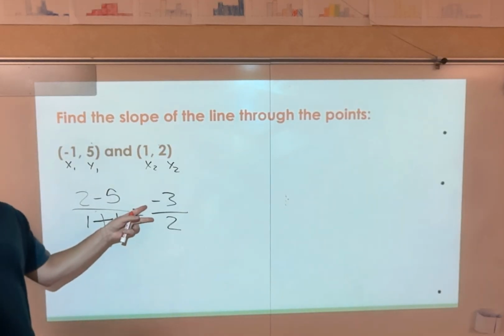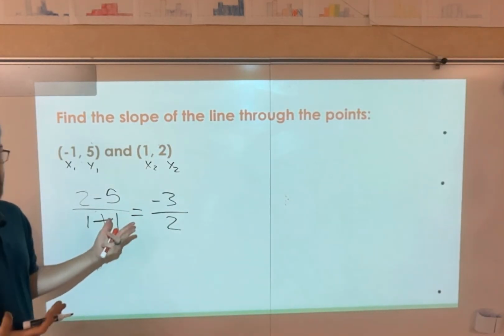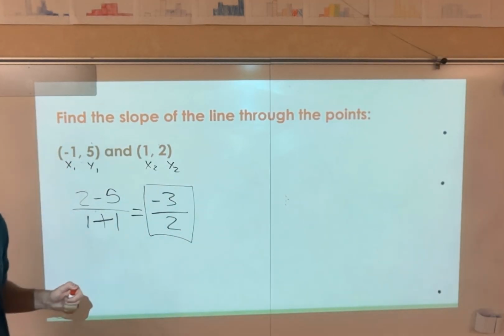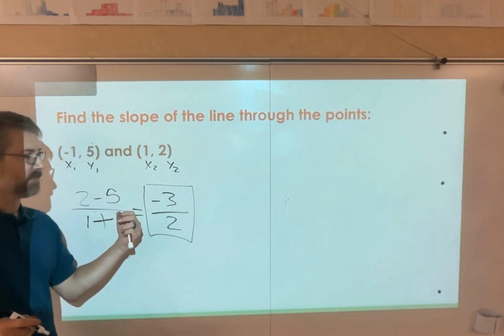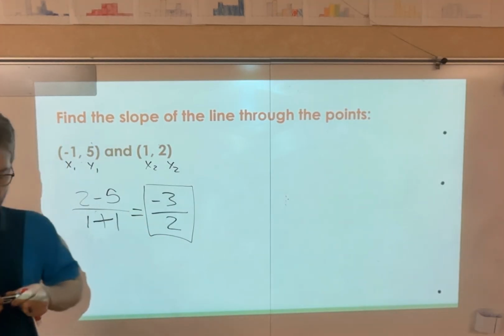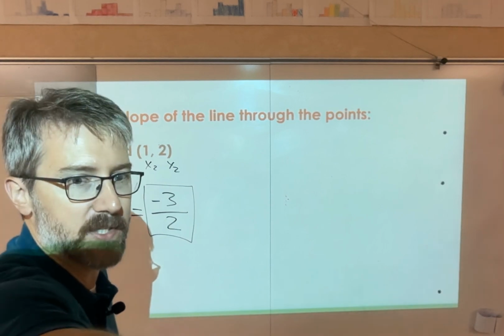I should think, can I simplify this? I can't. And let's leave these answers as an improper fraction. We could have it as negative 1.5 or negative 1 1/2, but let's leave it as negative 3 over 2 for answering about slope.